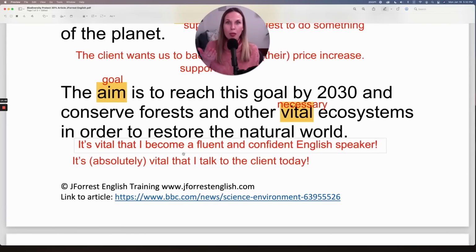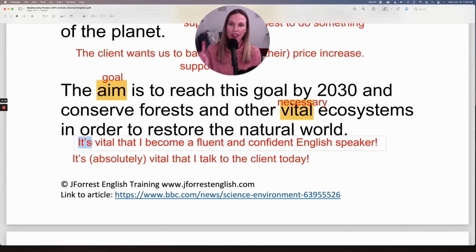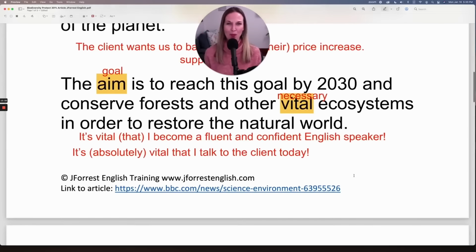Now, it might be vital because you won't get the job without it, right? Or you won't be able to get a promotion without it. So this is a very nice sentence structure. And notice the sentence structure, to be vital, it is vital that, okay, that. And then you have a clause. A clause is simply a sentence. We have a subject, a verb, and an object. So to be vital, that, and then your clause. Practice that in the comments below.